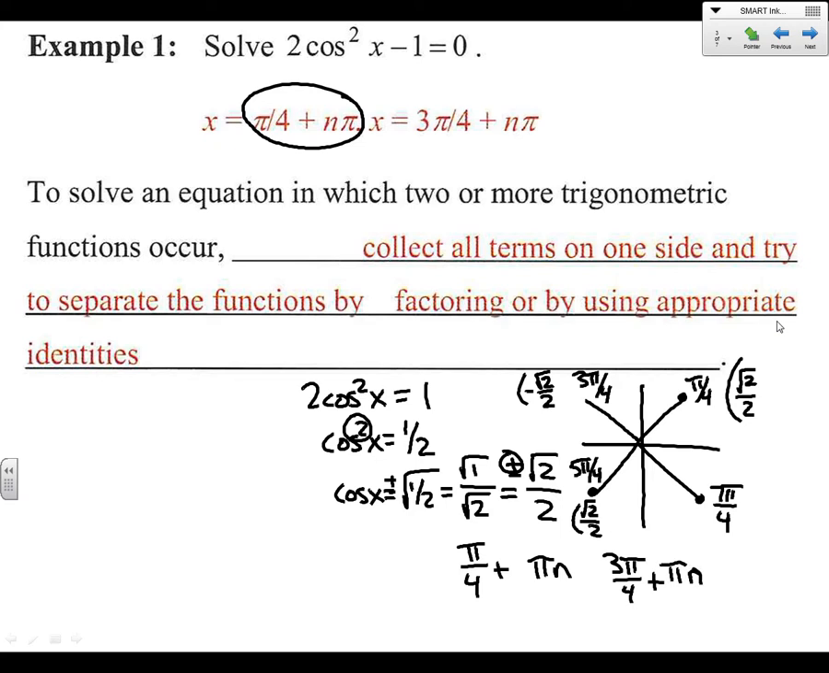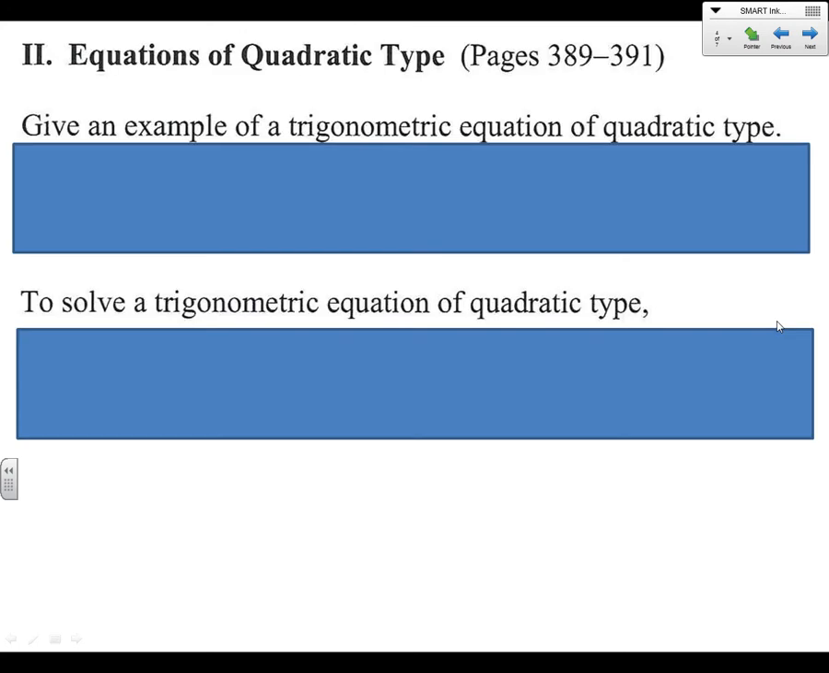So notice that we have 2 distinct answers because we had a squared problem, so we need to have 2 solutions. All right, let's move on.